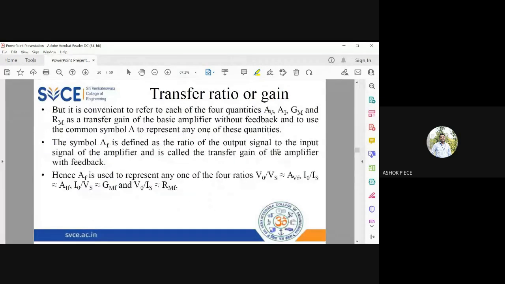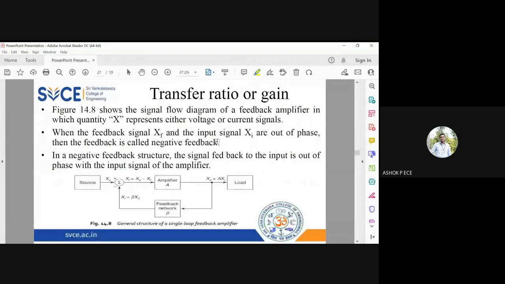We have seen all these things in the last class. Now we are going to see the expression for the signal amplifier gain with feedback. We have already seen this, just in a detailed way we are going to see. So this is the general structure of a single loop feedback amplifier.